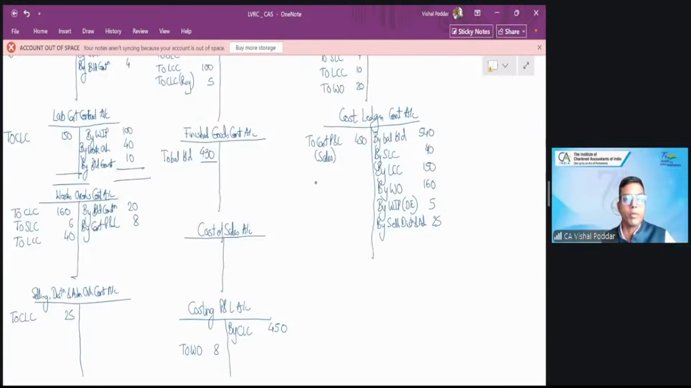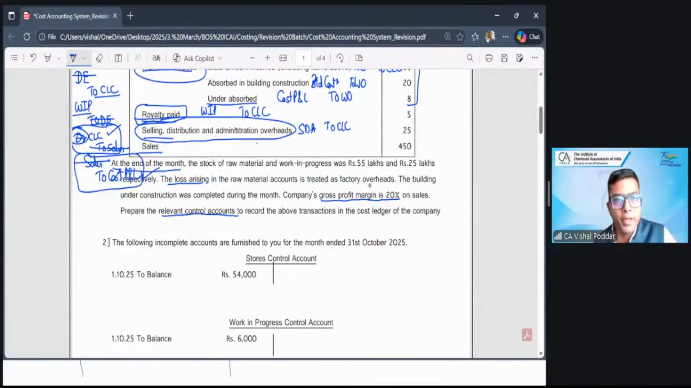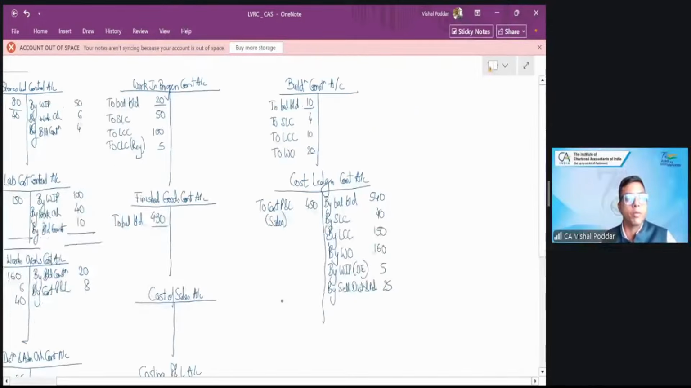Fine. Besides this, what else is given? At the end of the month, stock of raw material and WIP. Again, students, these are the closing balances we find out ourselves by balancing, but they have given it here. Generally, when closing balances are given, it means there is a possibility that some other figure, which is normally given in the sum, is now missing, which we have to identify. So we'll post these balances by balance carried down.